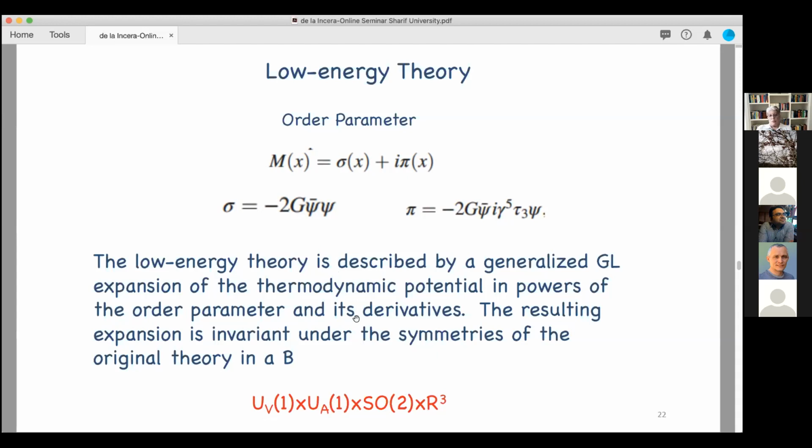do an expansion, actually a generalized Ginzburg-Landau expansion of the thermodynamic potential in powers of the order parameter and the derivatives of the order parameter. And of course, that expansion would have to be invariant under the symmetries of the original theory. The original theory has chiral symmetry, rotational symmetry around the axis of the magnetic field, and translational symmetry. This is before the symmetry breaking. So these are the points that you need to make in order to construct the low energy theory.